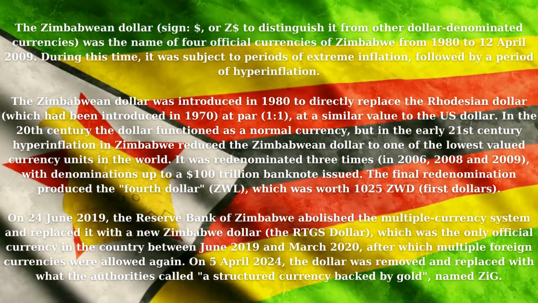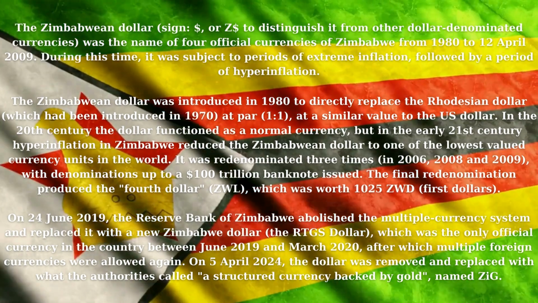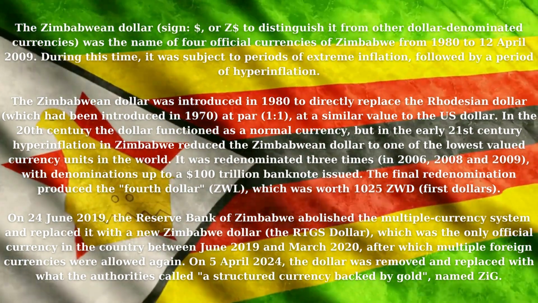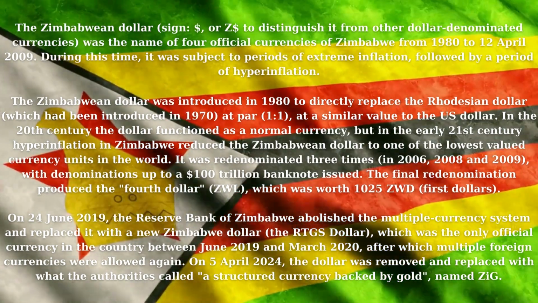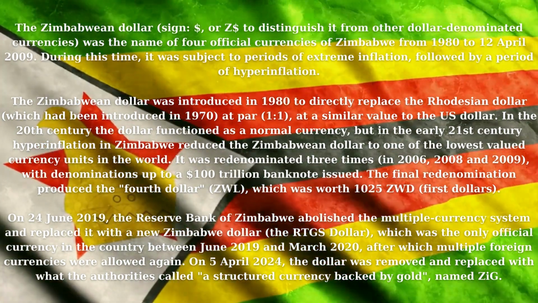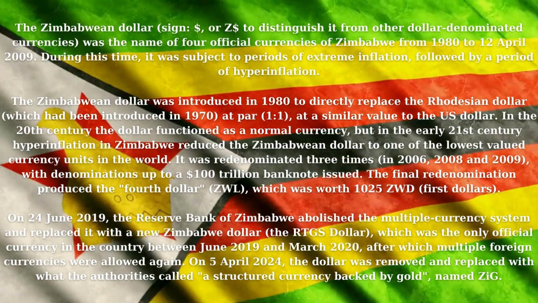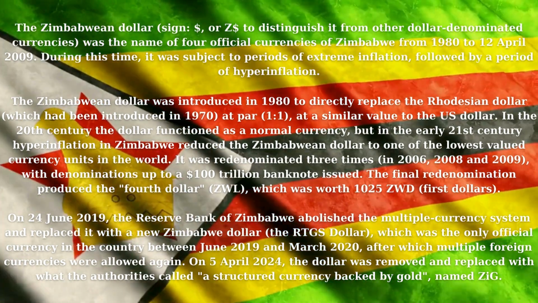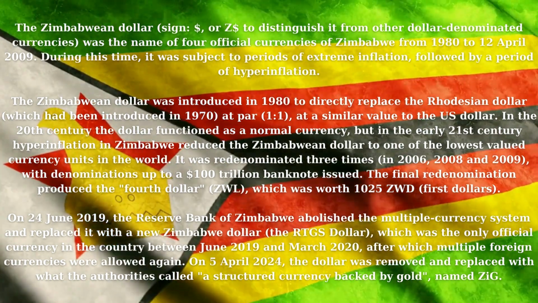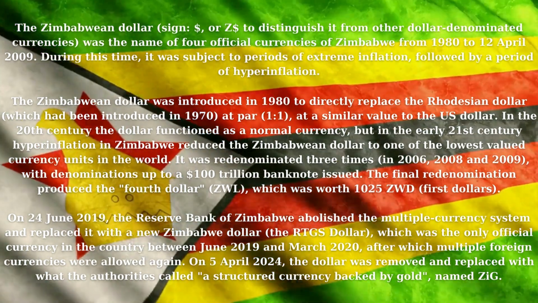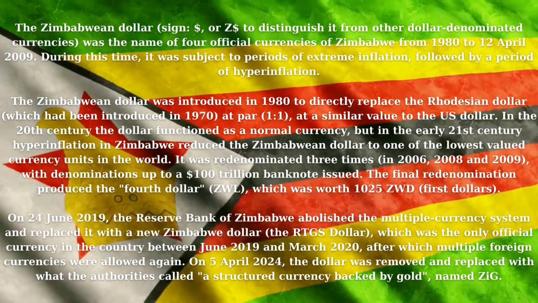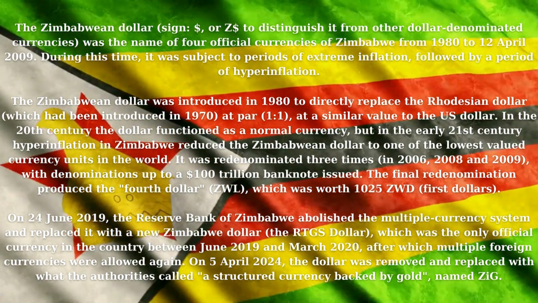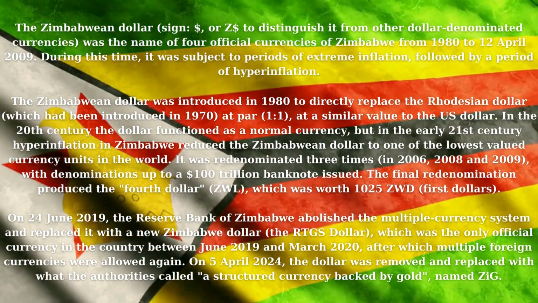The Zimbabwean dollar was introduced in 1980 to directly replace the Rhodesian dollar, which had been introduced in 1970, at par 1:1, at a similar value to the US dollar. In the 20th century the dollar functioned as a normal currency, but in the early 21st century hyperinflation in Zimbabwe reduced the Zimbabwean dollar to one of the lowest valued currency units in the world. It was redenominated 3 times, in 2006, 2008 and 2009, with denominations up to a $100 trillion banknote issued.